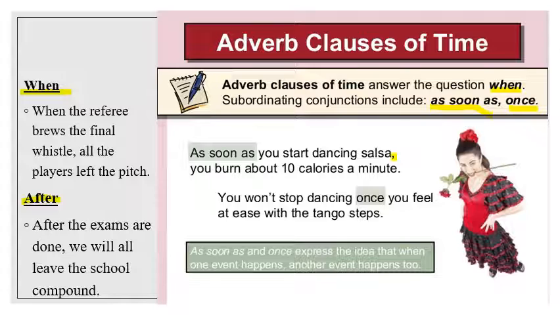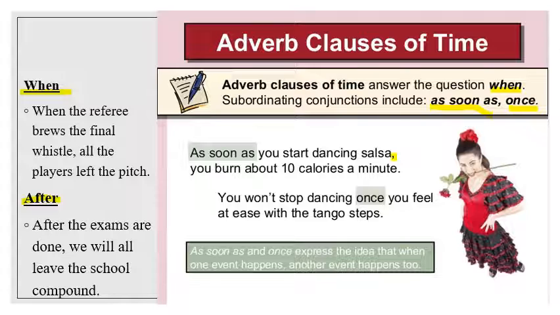Look at the other sentence. You won't stop dancing once you feel at ease with the tango steps. You see that these are not my sentences, that's why I'm facing some difficulty in reading them. If you notice, once initiates the dependent clause, once you feel at ease with the tango steps. It follows the independent clause, and in this case, you don't need a comma.